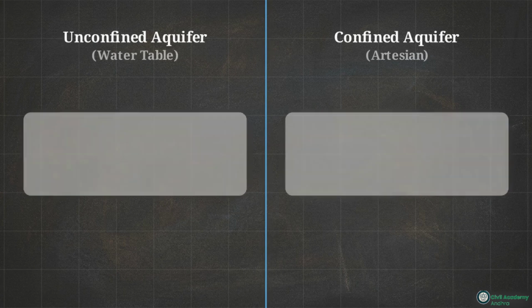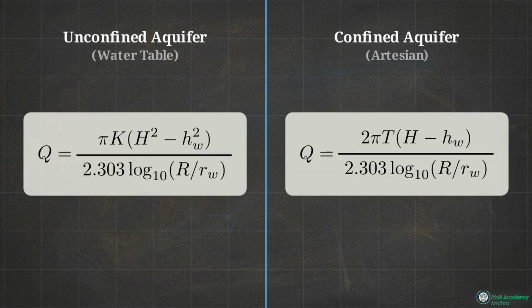We have two distinct formulas depending on whether you are working with an unconfined aquifer or a confined one. Notice the difference in the head terms. The unconfined equation uses squared terms because the actual area of flow shrinks as the water table drops. The confined equation uses linear terms because the aquifer thickness is fixed between impermeable layers.